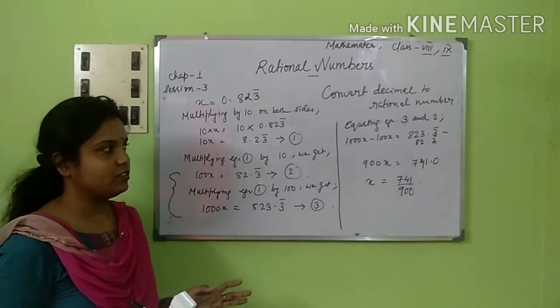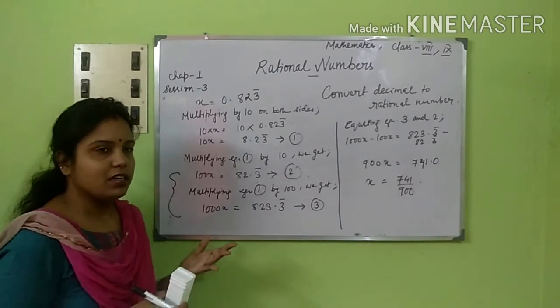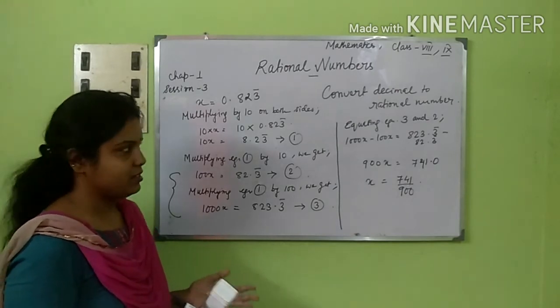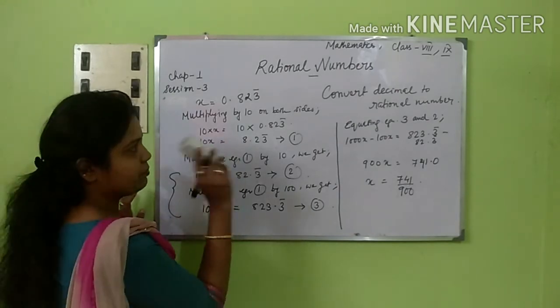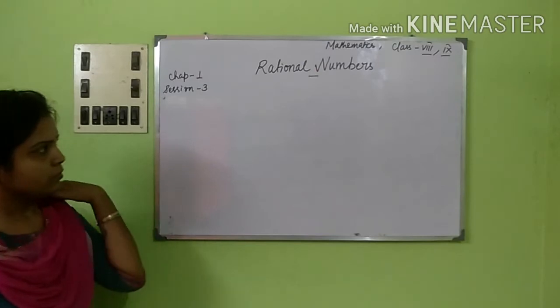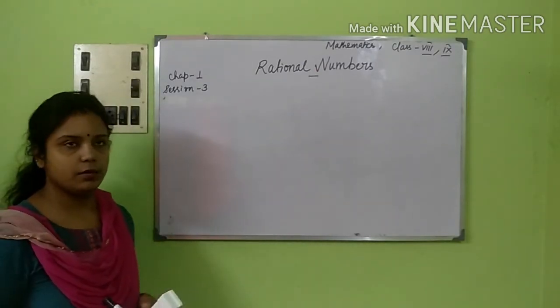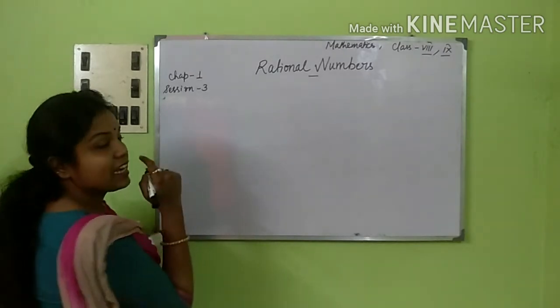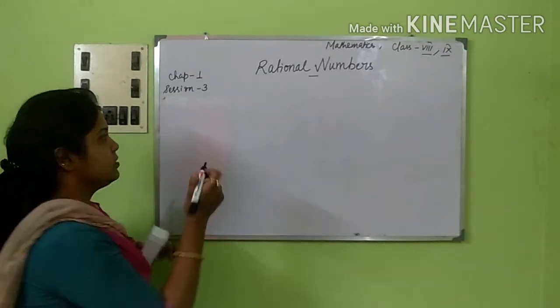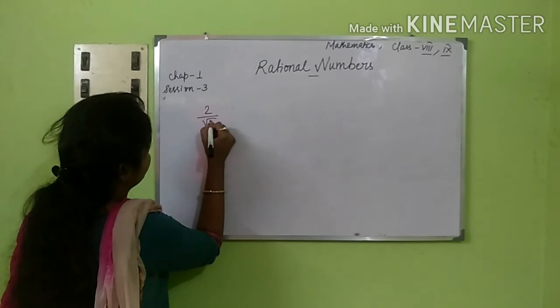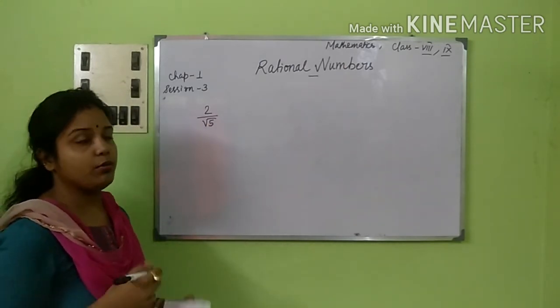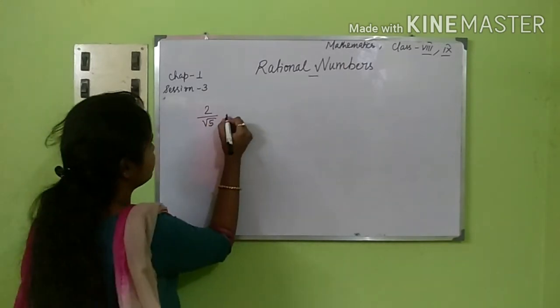Next, coming to the rationalizing of numbers. I'm rubbing all this now. As I have told you before, this is the last portion. The first example is, suppose a number is given, 2 by root 5. How are you going to convert that?